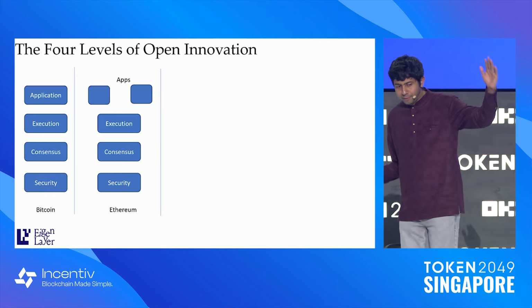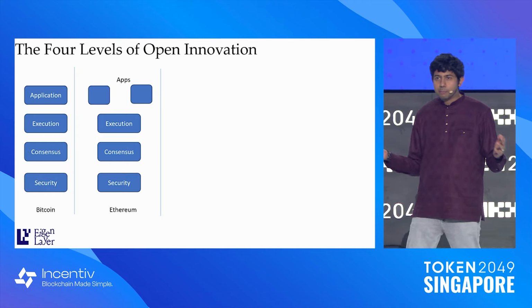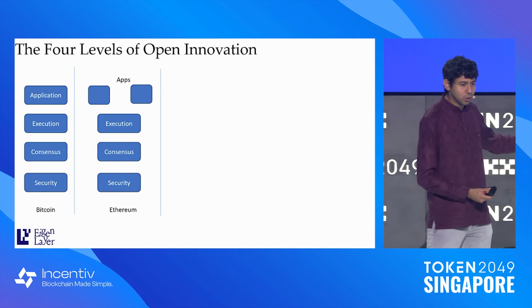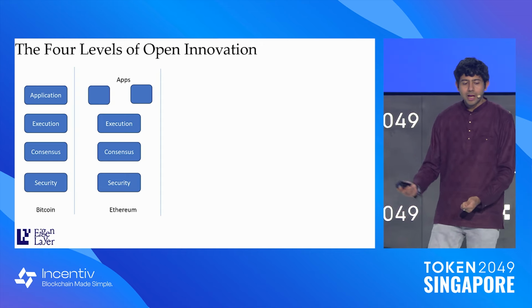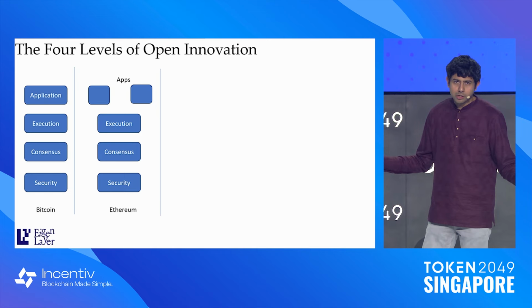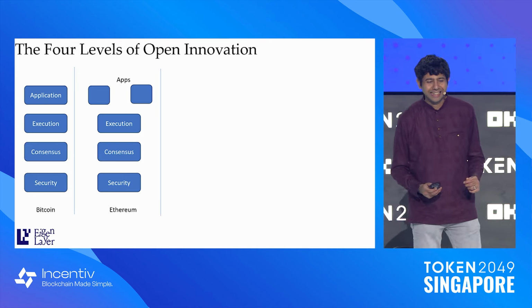So the first modular blockchain is Ethereum, because Ethereum created the idea that apps can be built as modules on top of a common substrate. This allowed innovation, and all the smart contracts that we see today are a consequence of this architecture.